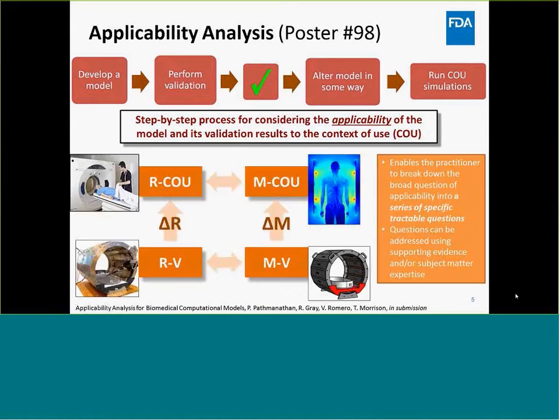There are a few examples presented in the poster. One specific example is looking at electromagnetic modeling of patients who undergo magnetic resonance imaging. In the short time that I have here, I can't go through the details of that, but you can find more on that poster.